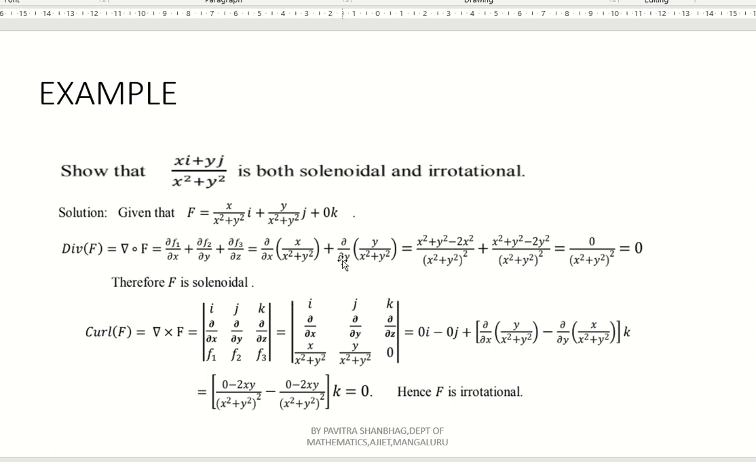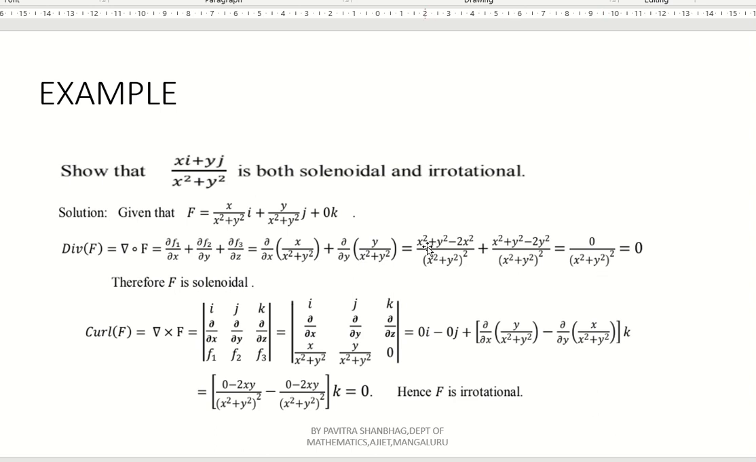Similarly, apply here plus (x² + y²) into the derivative of y with respect to y, which is 1. So (x² + y²) into 1 minus y into what? The derivative of this with respect to y: this is 0, this is 2y. So minus 2y², (x² + y² − 2y²) divided by what? (x² + y²)². But here the LCM is the same, (x² + y²)².